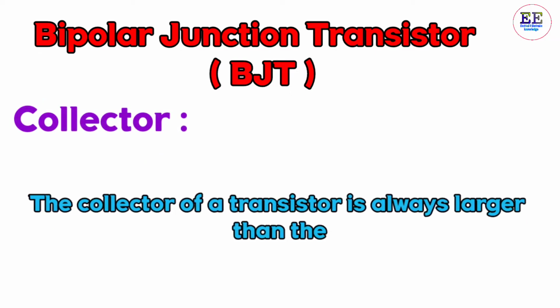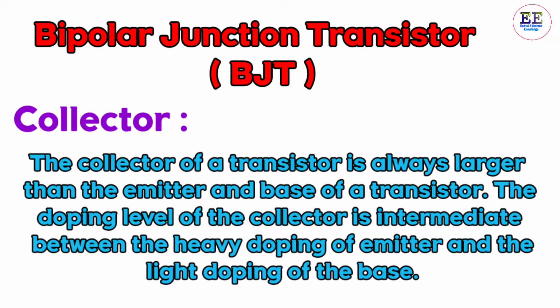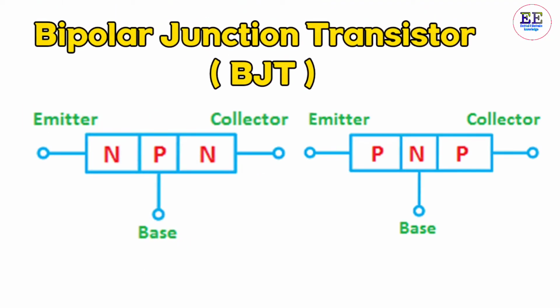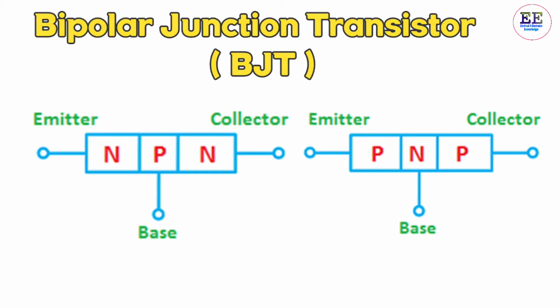Collector. The collector of a transistor is always larger than the emitter and base of a transistor. The doping level of the collector is intermediate between the heavy doping of emitter and the light doping of the base. And I have already mentioned in the video, there are two types of BJT transistors, namely NPN and PNP.